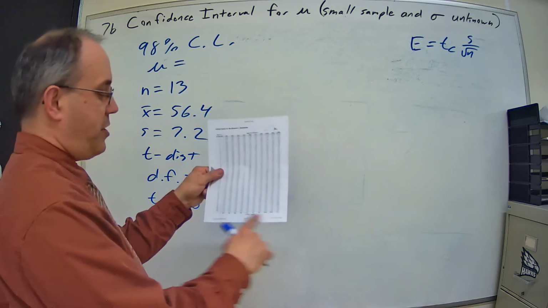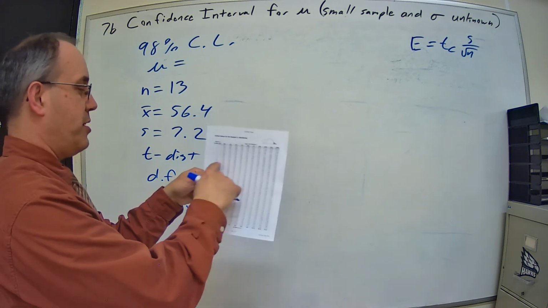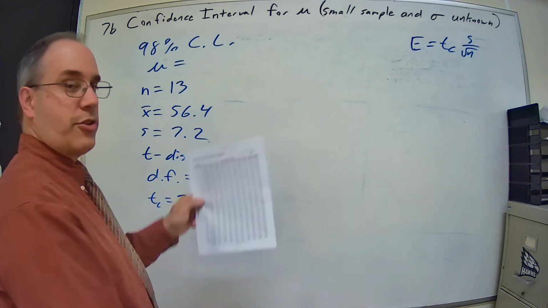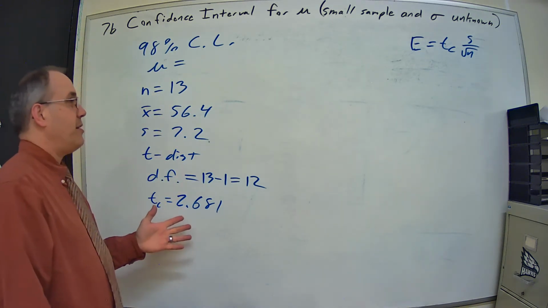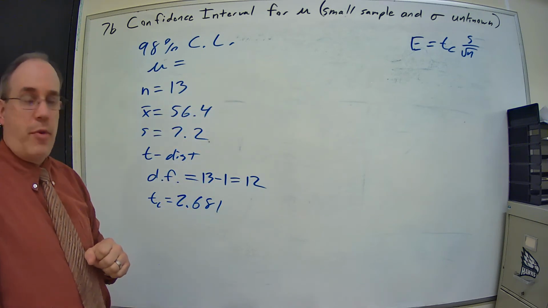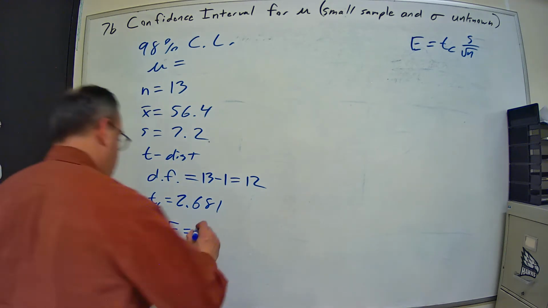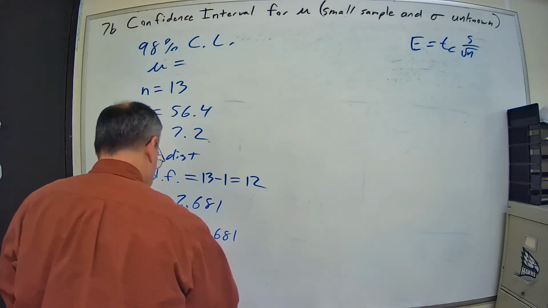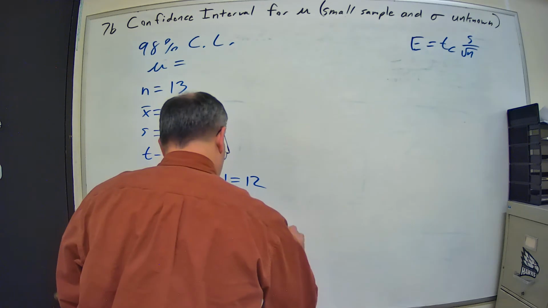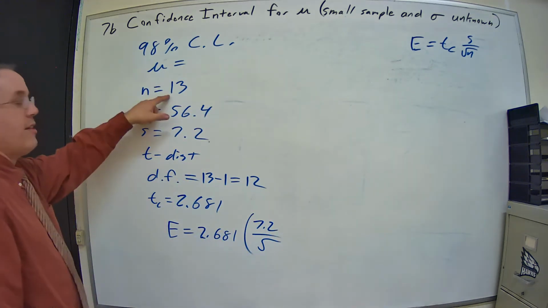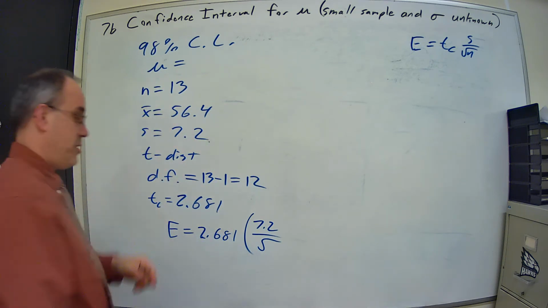So I looked at the bottom of the table to find my confidence level, and then I went up to the proper degrees of freedom, which was 12, and I got 2.681. So now that I have that, I have everything I need to find my margin of error. So my margin of error is equal to t sub c, 2.681. We're going to multiply that by the standard deviation, 7.2, divided by the square root of the sample size. Remember, the sample size was 13. Our degrees of freedom was 12, but our sample size is still 13.